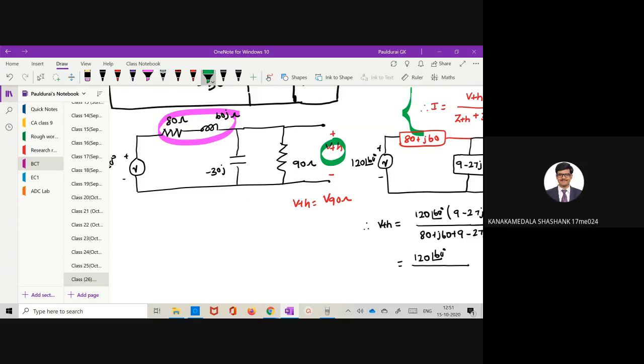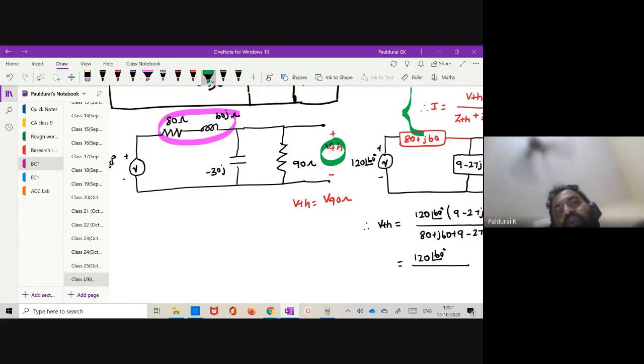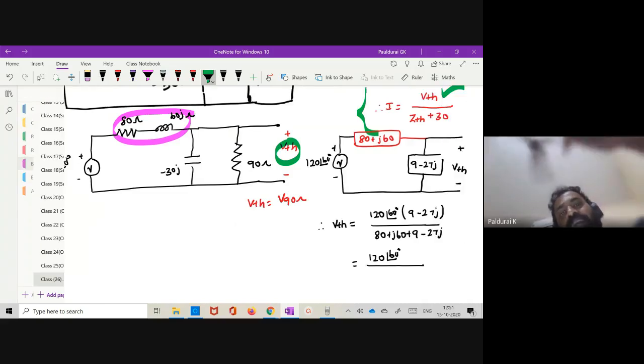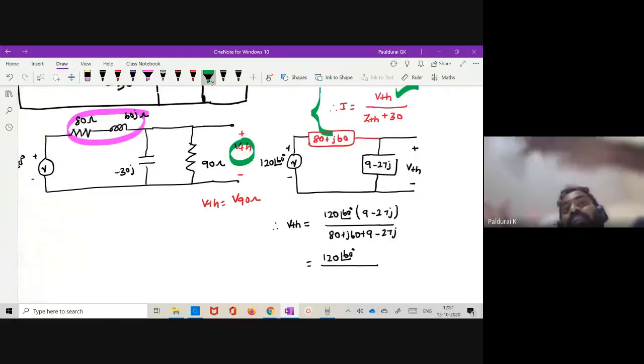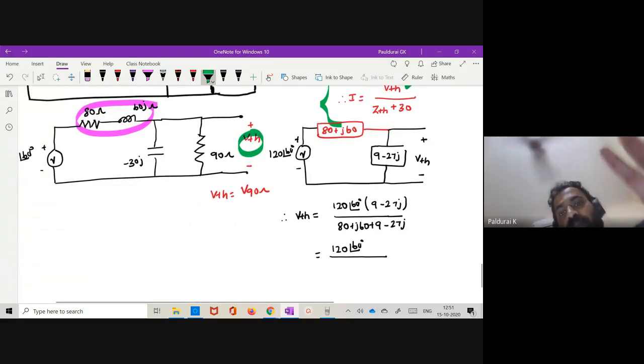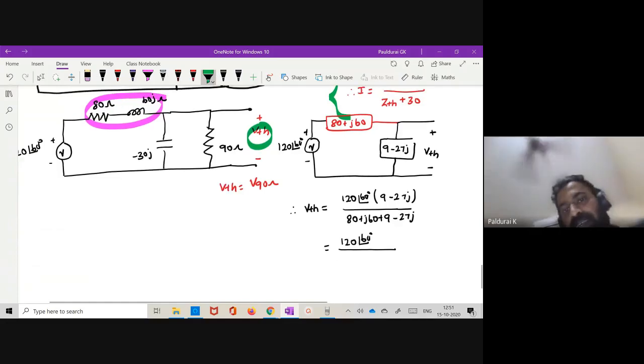Or otherwise, last time it was in series, sir, I was wrong, sorry. Series means the same current flows but the voltage is different, right? But here it is parallel. Yeah, nothing wrong. First time it will confuse you. After that you will get the clarity. Don't worry. So now what is my VTH?